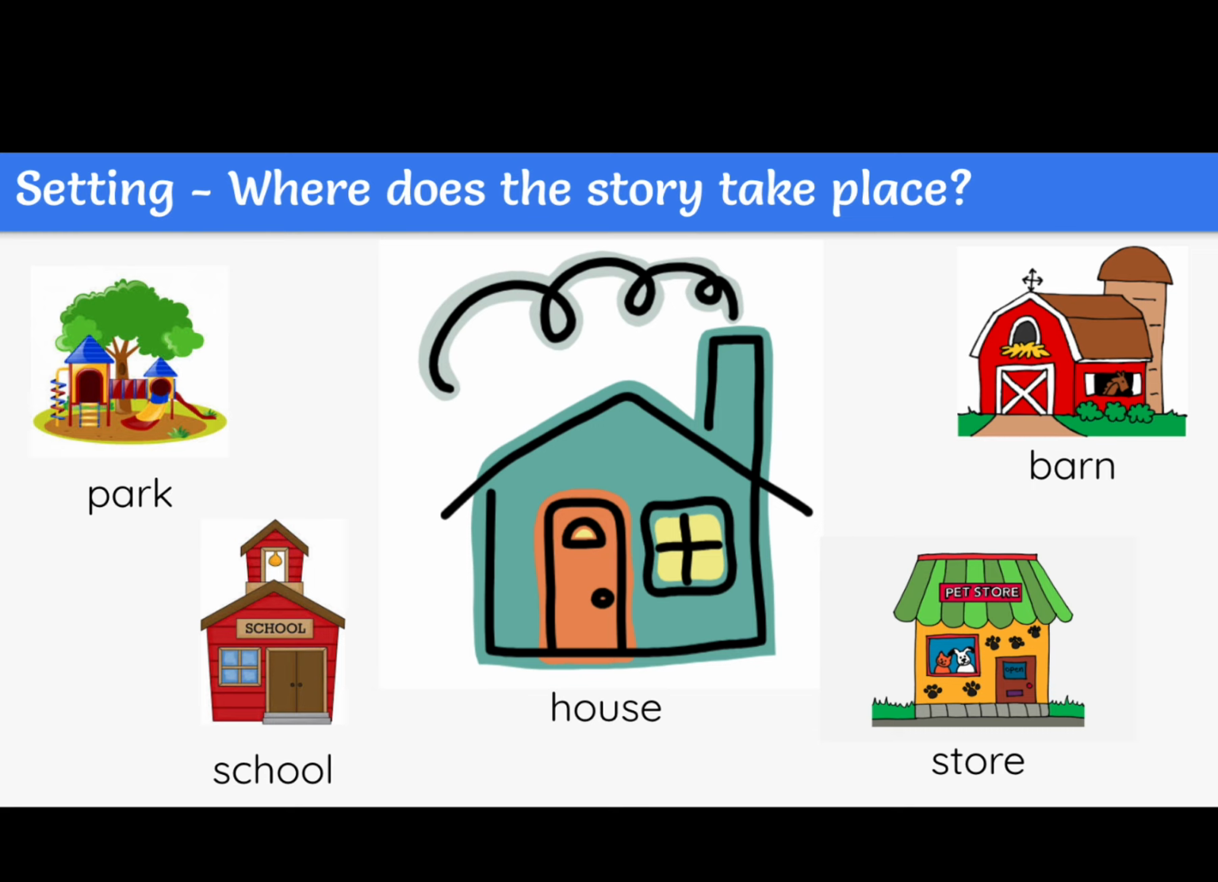The setting of a story is where the story takes place. Where is everything happening? Is it in a park? Or maybe most of the story is at school? Maybe it's at the character's house? Maybe they're on a barn? Or maybe it's at a store? Wherever the story takes place, that's the setting.